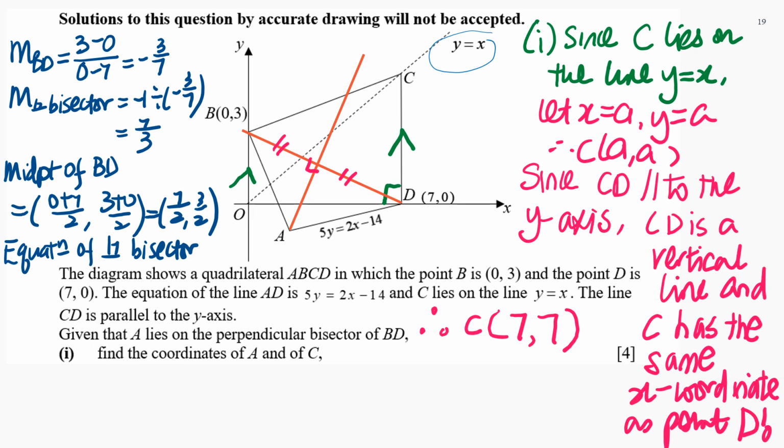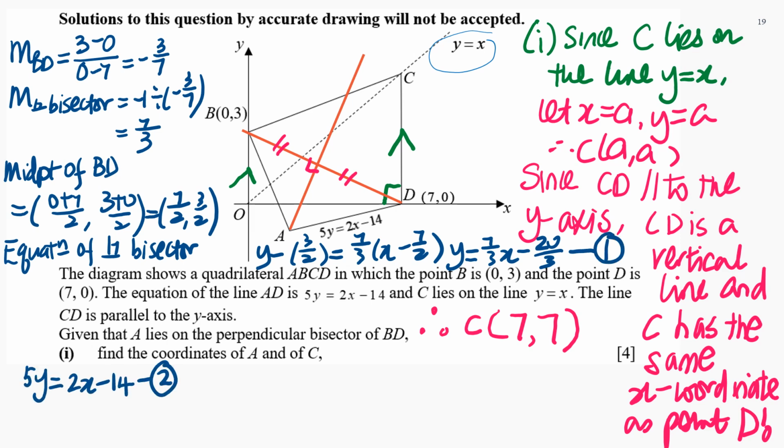Okay, so as usual, to find the equation of a perpendicular bisector, we need to find the gradient of BD first. And then take -1 divided by the gradient of BD to find the gradient of your perpendicular bisector. Then you need to find the midpoint. And then substitute into y minus y1 equals gradient bracket x minus x1 to get the equation of the perpendicular bisector, which I'm going to call equation 1. And then the equation of AD is equation 2. And solve these two equations simultaneously.